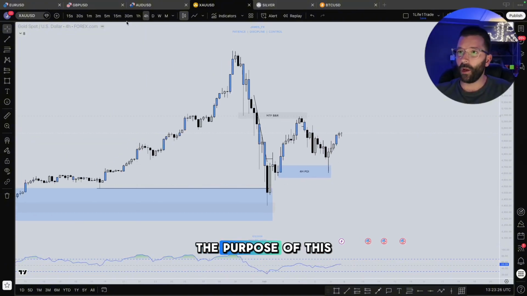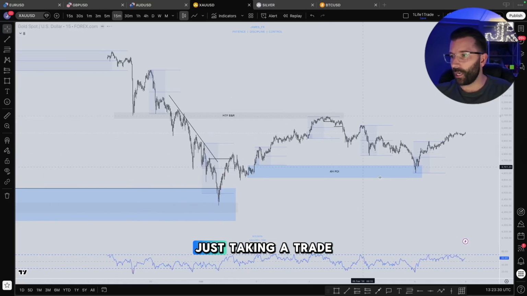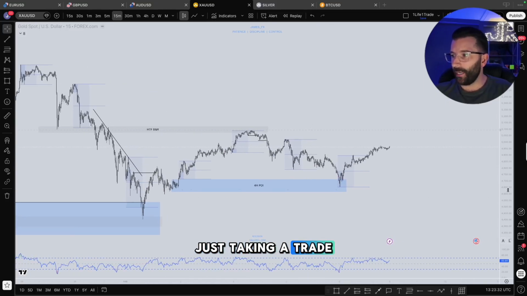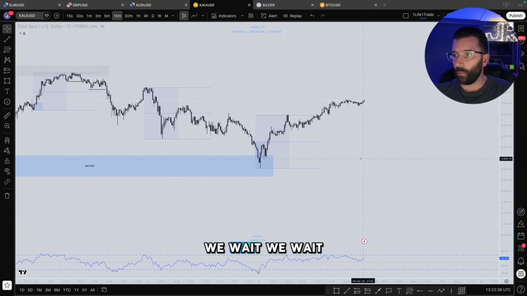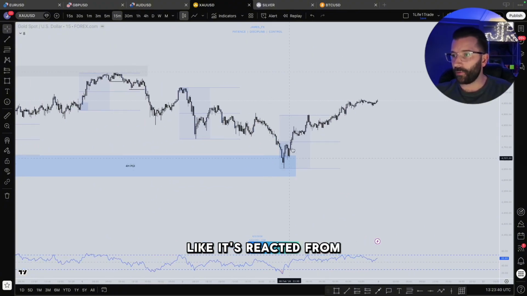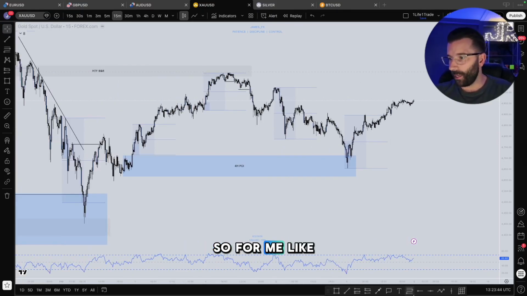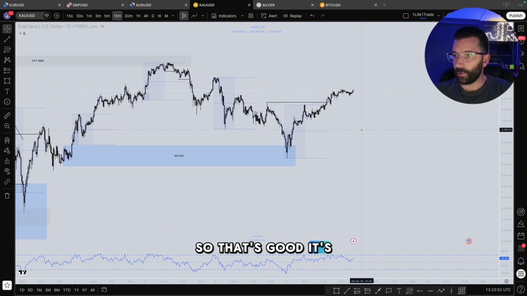But again, the purpose of this video is, when it gets to these areas, I don't want people just taking a trade because it's reacted, because it might not. We wait for confirmation. Like here, it's reacted from here, but it hasn't broke anything yet. So for me, it has now. It's broke that high there. So that's good.